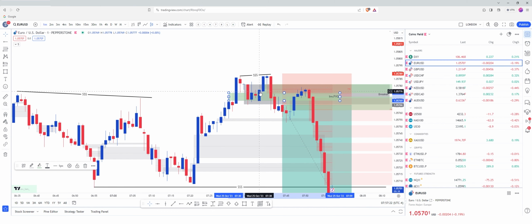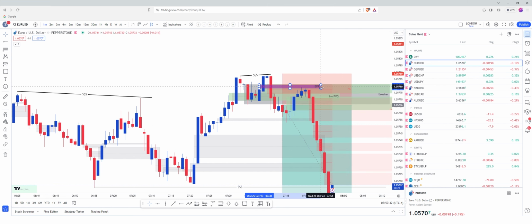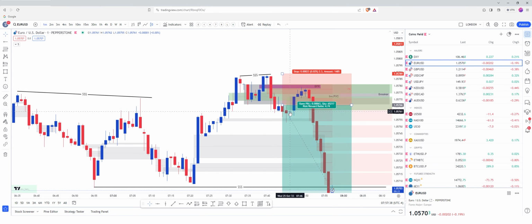This is a balanced price range in fact, because we've got the bullish fair value gap overlapping the bearish fair value gap. So where these two are overlapping here is a balanced price range. Look at that, tapped it to the absolute tick. We were aiming for an entry at the start of the new 15-minute candle. We got entered at 2 minutes into the candle, so 7:47.